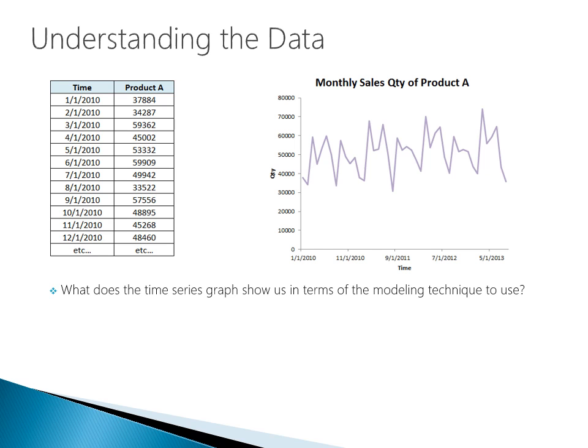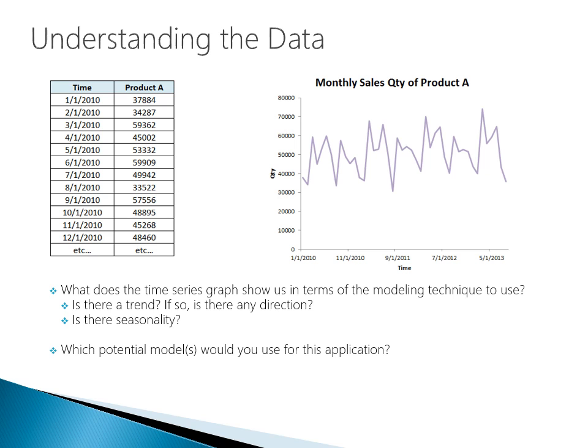So what does this time series graph show us in terms of the modeling technique to use? By looking at the shape of this line graph, do we see any patterns? Is there a trend? If so, is there any direction? Is there seasonality in this chart? And what potential models would we use for this application? Well, one would be Holt-Winters exponential smoothing, and another would be an ARIMA PDQ approach.